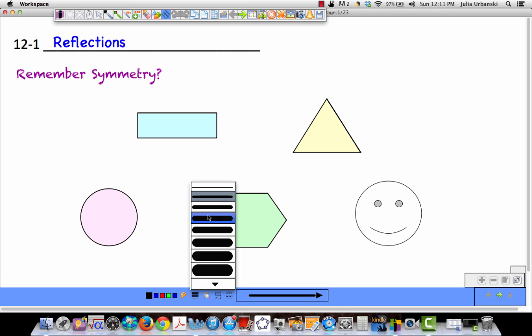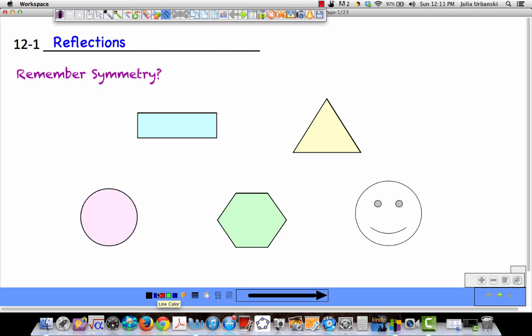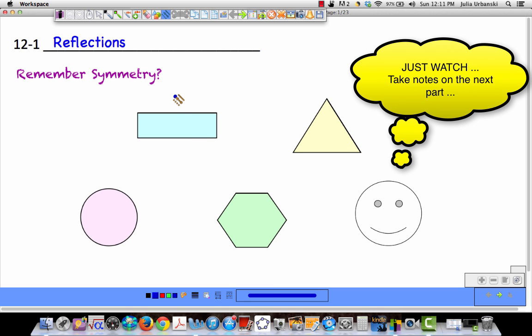You could draw a line right down the middle, and you could see, one second, that the other side matched. So if you drew it down this way, the left side is the same as the right side. If you drew a line of symmetry down this way, you can see that the top side matches the bottom side. Okay, and that's basically what we need to know for reflections.